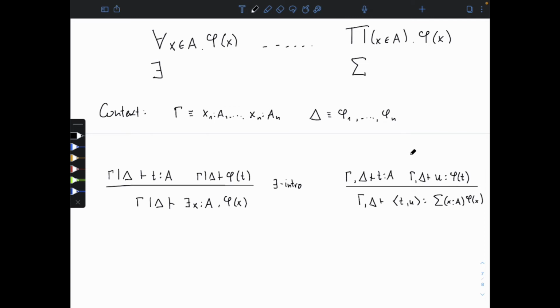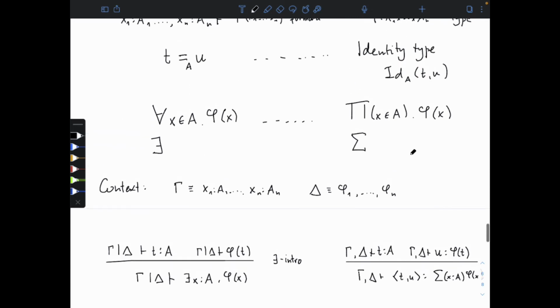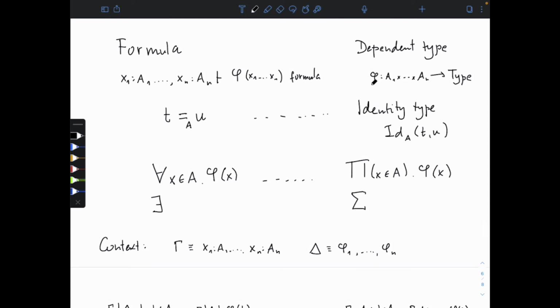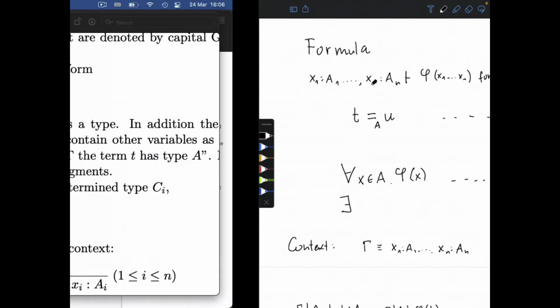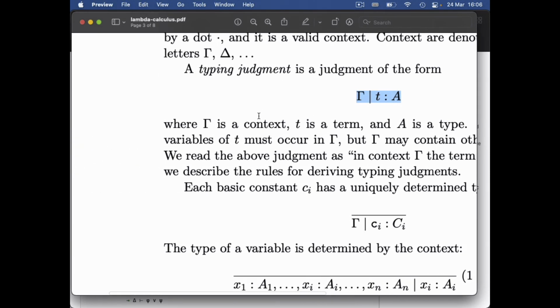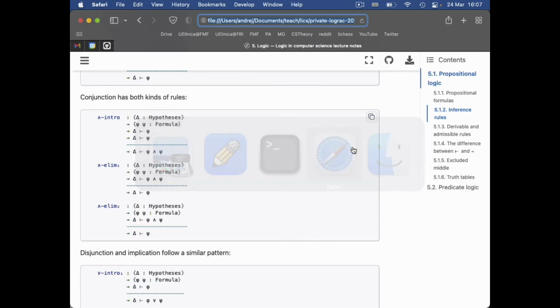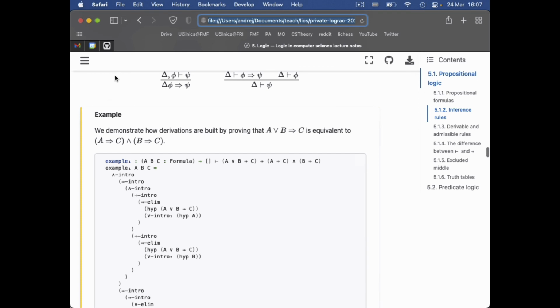So we get the Curry-Howard correspondence also for predicate logic, and you can read about it. Where is it? Here are going to be some links.